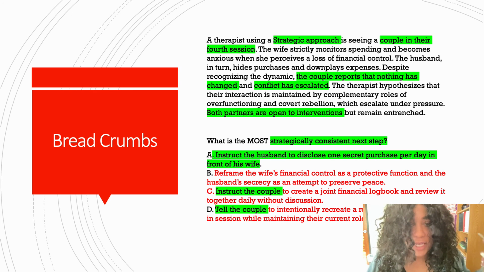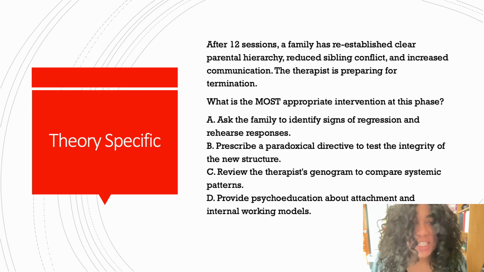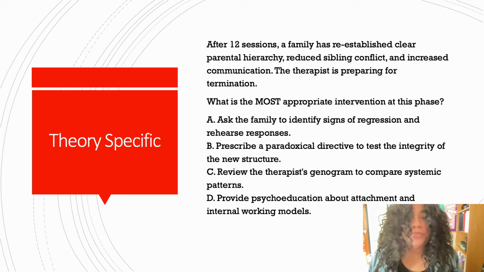We are thinking strategically. So let's go back to A. Instruct the husband to disclose one secret purchase per day in front of his wife. There it is. There's that directive we were looking for. Strategic therapy, the consistent next step, what you would do. The rest of the other three are from other models, so you automatically know they are wrong. Be able to recognize which models go with what, especially when you have those theory-specific questions, okay?